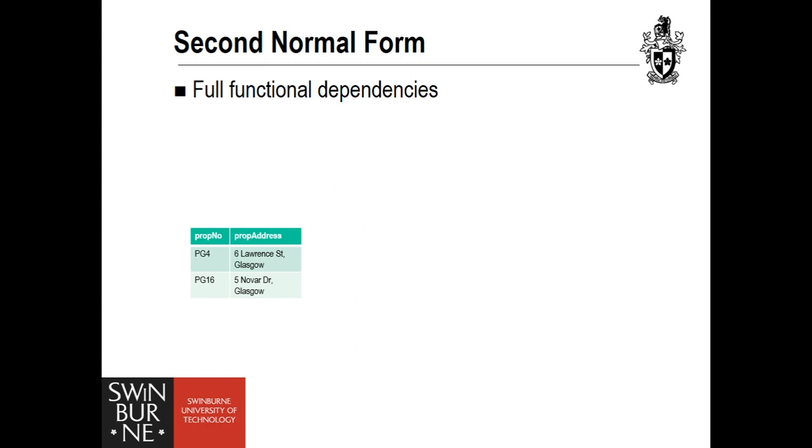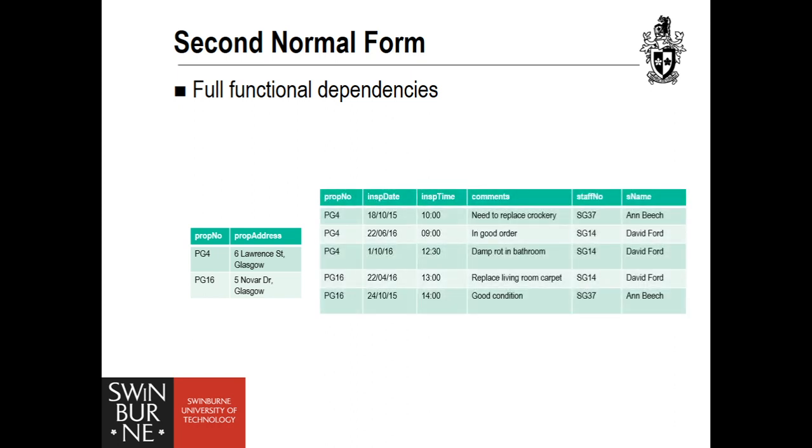If we remove the prop address from the table, all the other attributes are uniquely defined by the composite key of prop number and inspect date. This is our inspection table. Putting prop number and address into a separate table gives us the property table. The prop number in the inspection table can now serve as a foreign key to the property table. You can see the advantage is that the property address is no longer repeated. This table is in second normal form.